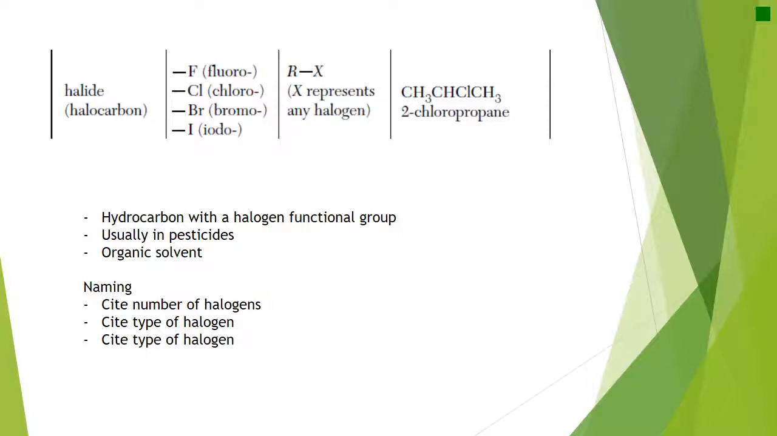So for this example, 2-chloropropane, that means you have a chlorine at the second carbon. And since it's chloro, that means that there's only one chlorine. If it was 2, it would be dichloro. If it was 3, it would be trichloro, and so on and so forth.